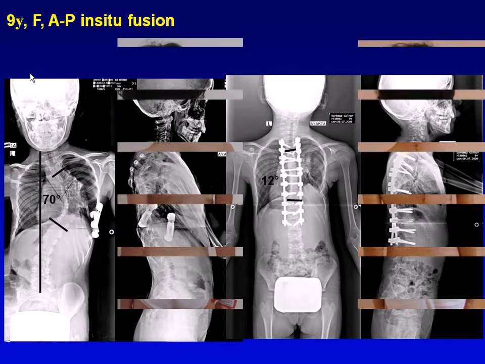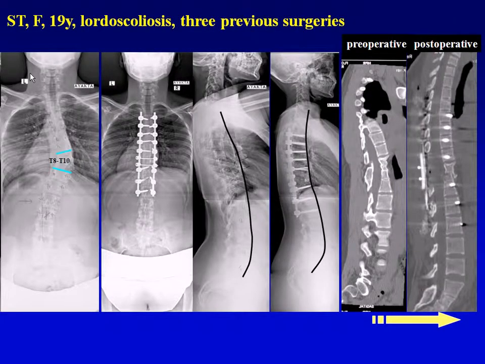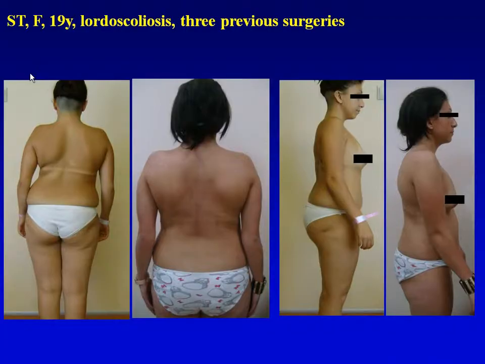PVCR was done in this case, with pre- and post-op clinical pictures. A very difficult case of thoracic lordoscoliosis. PVCR was done in this case. You can see pre- and post-op 3-dimensional reconstruction. We achieved very good alignment and clinical picture.